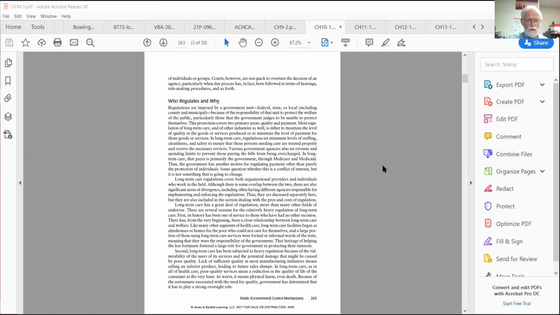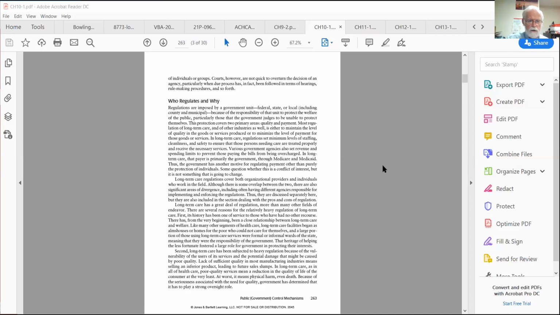A lot of it has to do with quality and payment. Unfortunately, there is a direct relationship between quality and payment. The less you pay someone, the lower quality you can expect in terms of service. This is just a reality. We don't like it, but it's real.